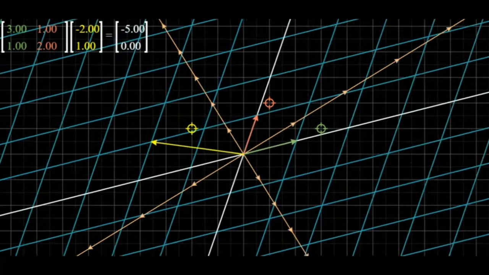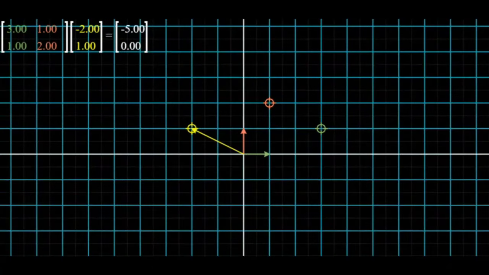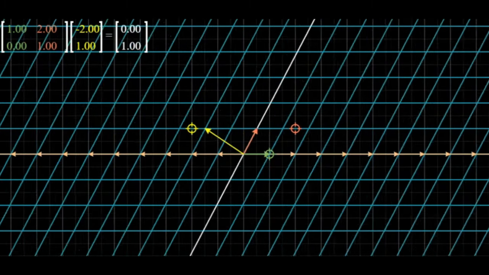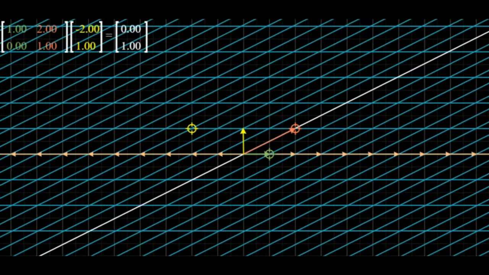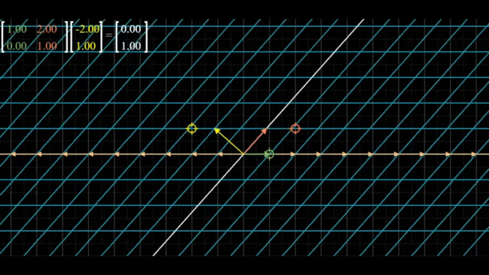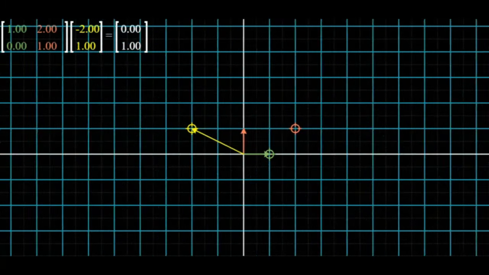Let's see, is there anything else I want to show while I've got this thing up? Oh, sure, why not? Let's go back to that shear that we looked at a moment ago, which fixed i hat and mapped j hat to (2, 1). Now let's carry out the map. We just have the one eigenspace that we talked about before. The horizontal axis is fixed. It doesn't move at all because the eigenvalue is 1 there.